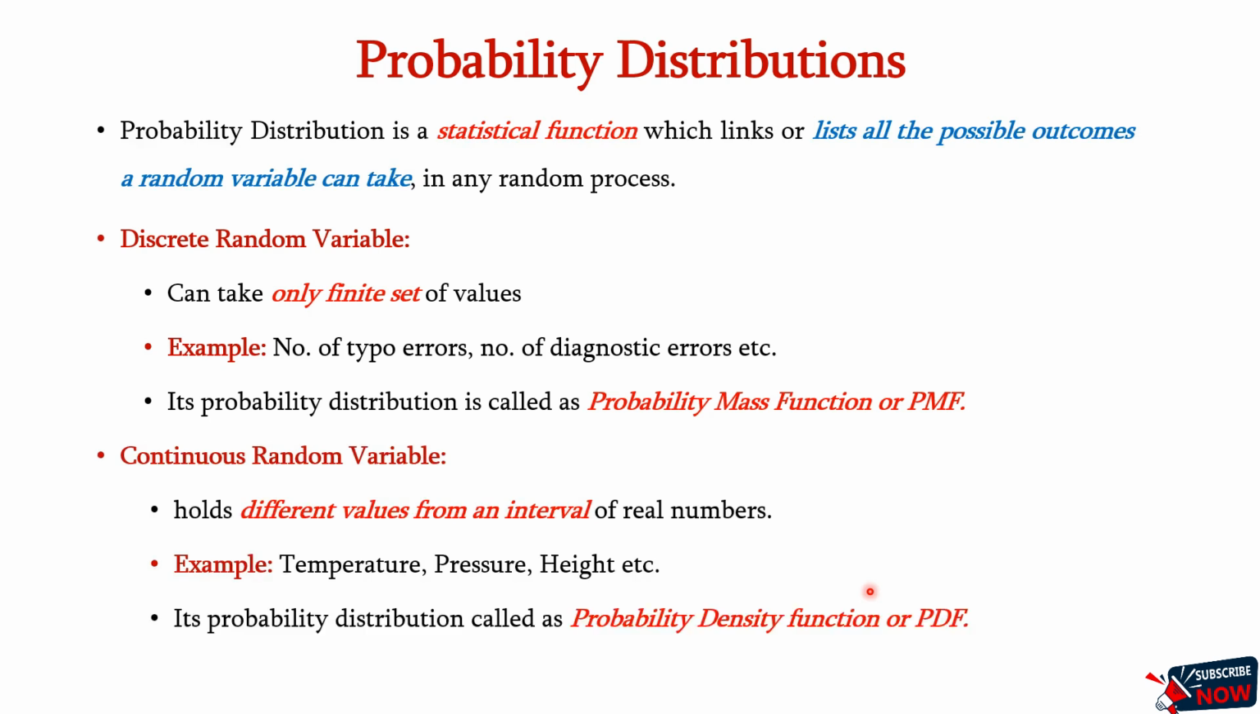For a continuous random variable, the probability distribution is called a PDF or probability density function. Here it holds different values from an interval of real numbers. Examples are temperature, pressure, height, etc.